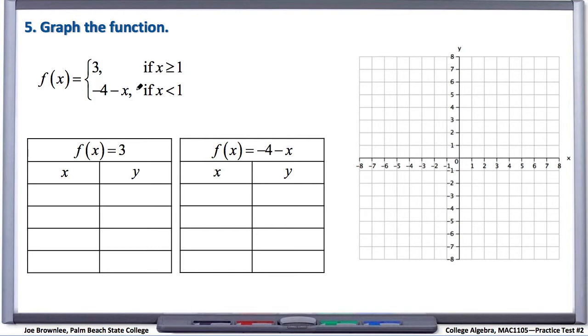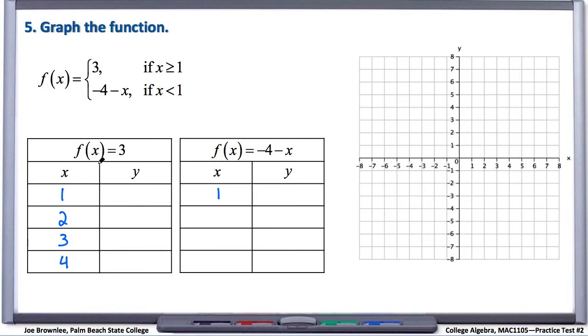Again, the domain restriction revolves around positive 1 for both pieces, so we're going to let x be positive 1 for both of these tables. Let's fill in the remaining x values for the first table, which deals with f of x equals 3. We're interested in x values that are greater than or equal to 1. So what are some numbers that are greater than 1? Well, 2 is greater than 1, 3 is greater than 1, 4 is greater than 1. Let's find the corresponding y values when the x's are 1, 2, 3, and 4.